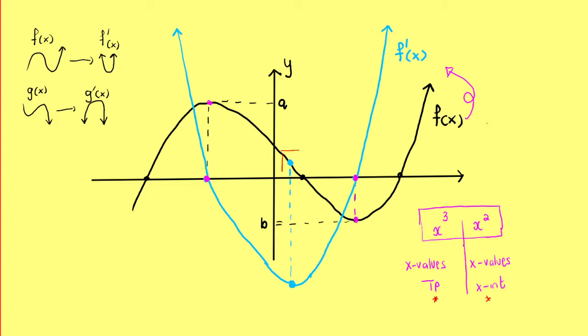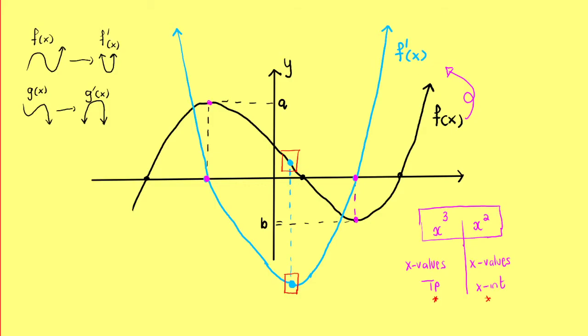The x value of the point of inflection of your cubic will be the x value of the turning point of your quadratic. So the x value of the point of inflection of a cubic will be the x value of the turning point of your parabola.